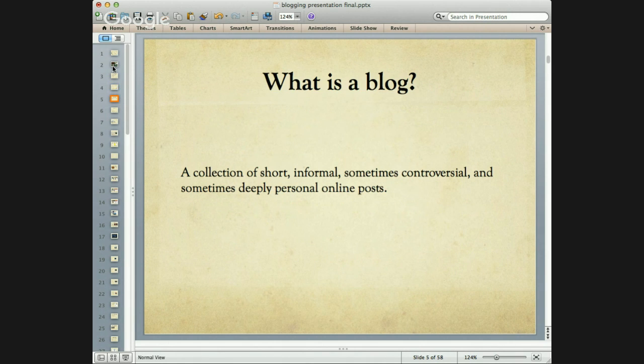So what is a blog, first of all? It's a collection of short, informal, sometimes controversial, and sometimes deeply personal online posts. And the purpose of blogging is to provide a story, and one of the purposes, I should say, is to entice a reader to download a scientific paper or read the research or publication to fully understand the science.